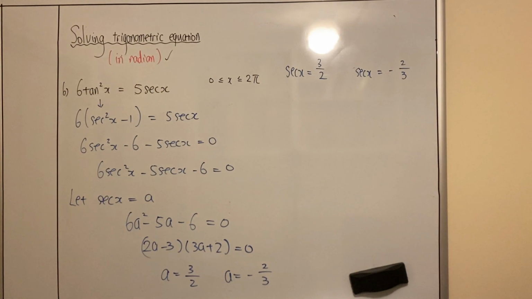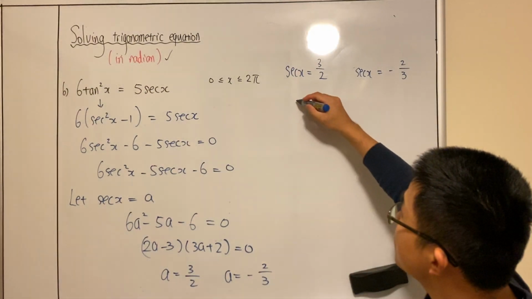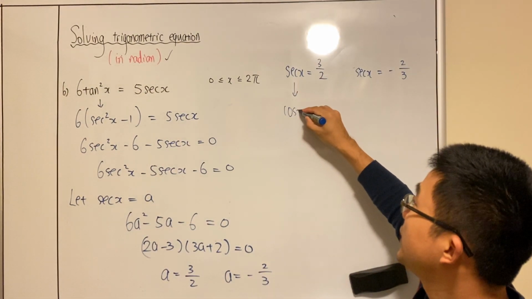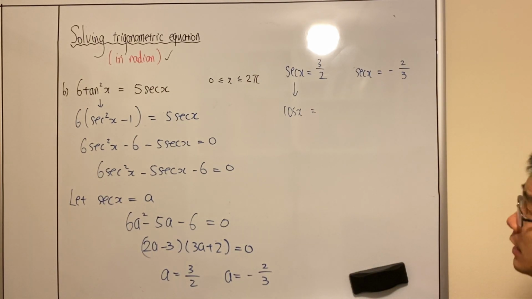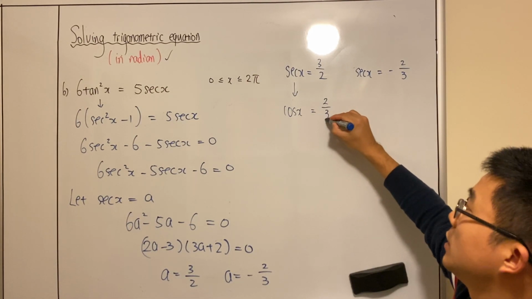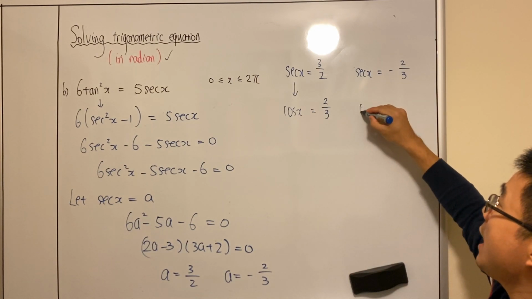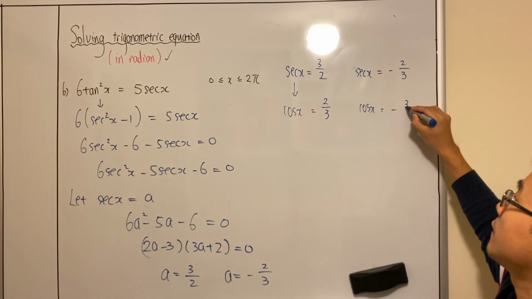Now, it's really hard to deal with sec, right? So how about we change that sec to cosine? Because we know that 1 over cosine is sec. So we can do the reciprocal. So cos x is equal to 2 over 3, and cos x is equal to minus 3 over 2.